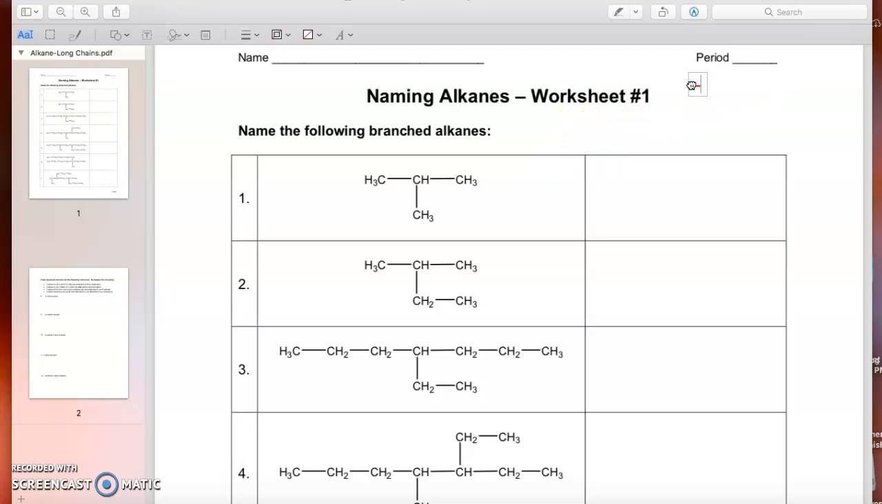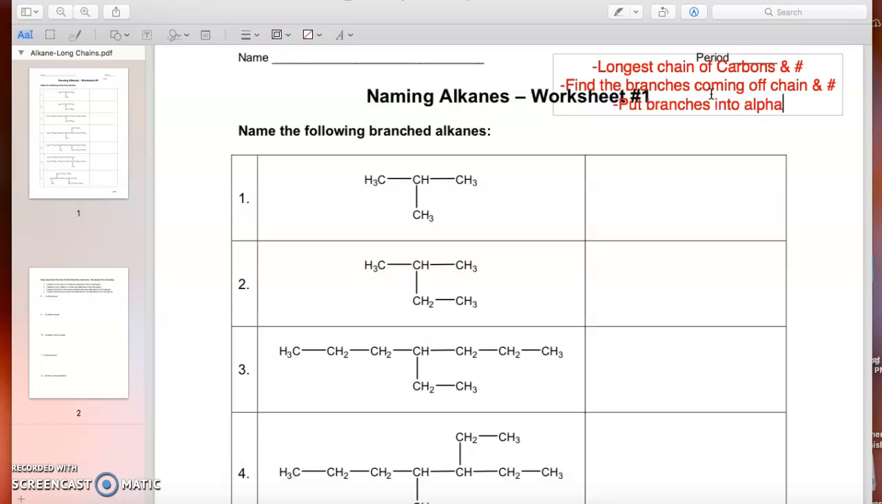First thing is you want to find the longest chain of carbons and number it. Then you want to find the branches coming off of that chain and number those, so what carbon they're coming off of from that long chain. And then with those, we want to put them in alphabetical order. Okay, and we'll go through some of those and what that looks like here.